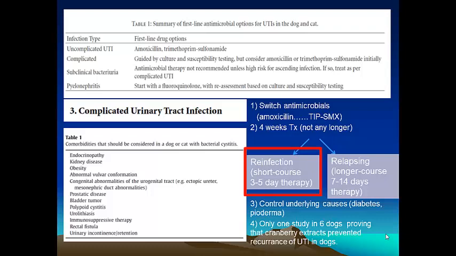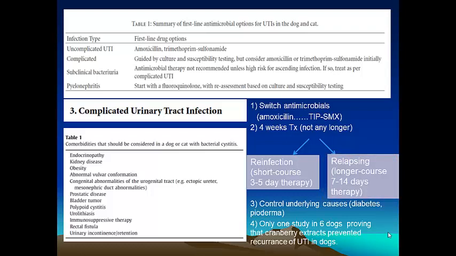If it is a recurrent cystitis, in other words, a reinfection after a successful treatment, they suggest a shorter course of 3 to 5 days duration. And when it's a relapse, which is a failure to have eliminated the previous pathogen, they tend to occur within weeks as opposed to months for the reinfections.